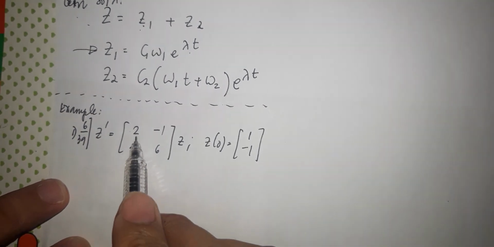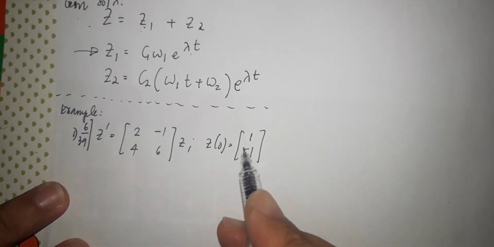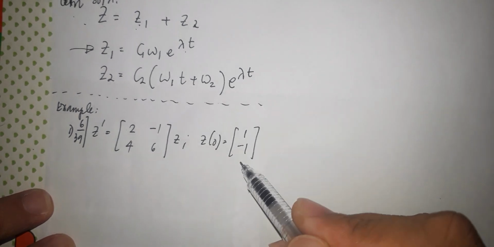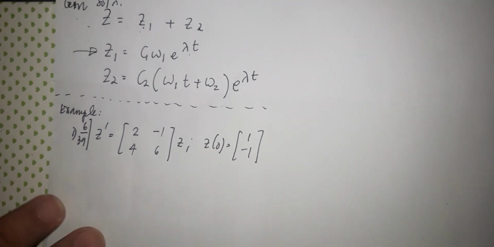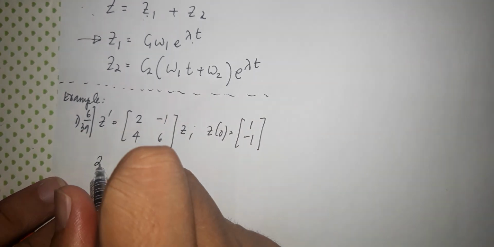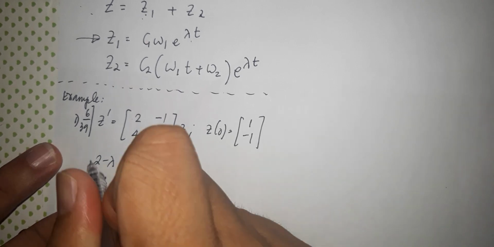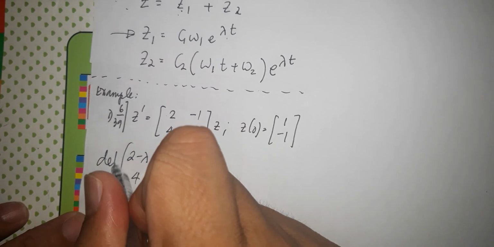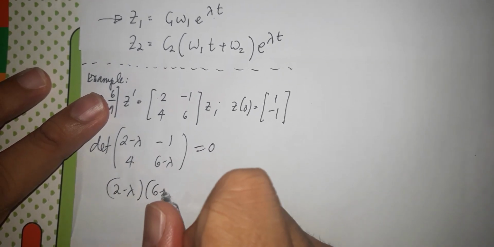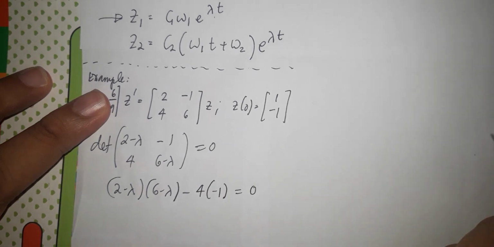So z prime is equal to the matrix 2, 4, negative 1, 6, z. And z sub 0 is 1, negative 1. So again, that's when t is 0, x is 1, y is negative 1. Again, the first thing we do is subtract lambda from the principal diagonal. So this is 2 minus lambda, negative 1, 4, 6 minus lambda. Take the determinant and then equate to 0.